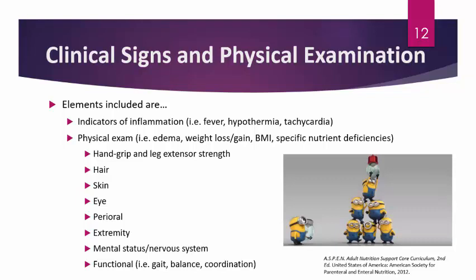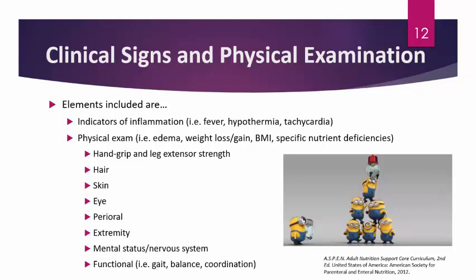So, like I said, hand grip and leg extensor strength are important to use to determine the ability of your patient. You may look at their hair. Is it thinning? Is it changing color? Is it easy to pull out? Do you have any hairs that are left on your pillow at night? Is it easily falling out? Skin. Do you have any new wounds? Do you have any skin discoloration? Eyes, perioral, extremity, physical exam is important.